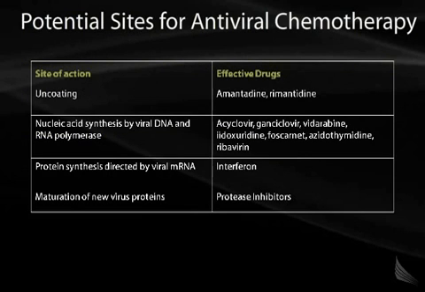For antiviral chemotherapy, there are multiple different sites of action that can be used to kill the virus. For uncoating, the medications amantadine and rimantadine are commonly used. Some antimetabolites, such as acyclovir, ganciclovir, and vidarabine, are used to block nucleic acid synthesis. Interferon is actually used to block protein synthesis directed by viral mRNA. And protease inhibitors are used to block the proteases that are responsible for maturation of virus proteins.